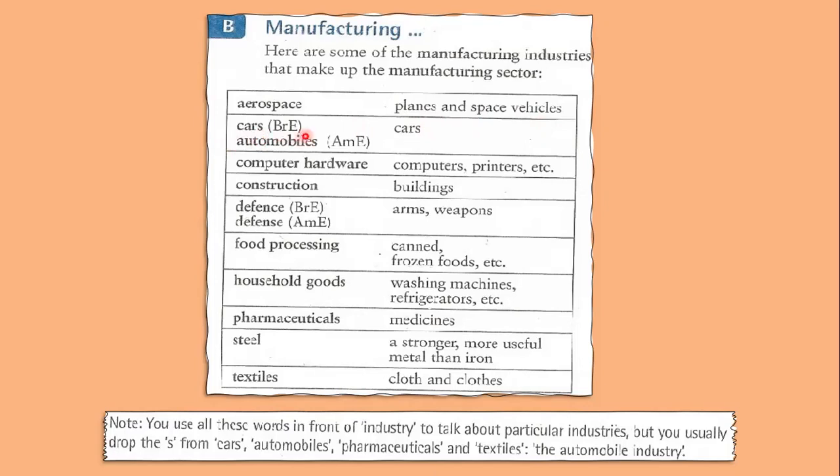Cars is the word they use in England or British English. When we talk about American English, we say automobiles. Basically, it's when we talk about the production of cars, trucks, any land transportation. Computer hardware industry, when we talk about, obviously, computers, printers, tablets, etc.